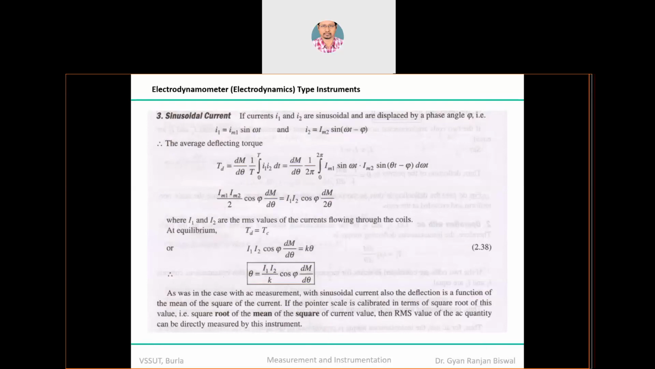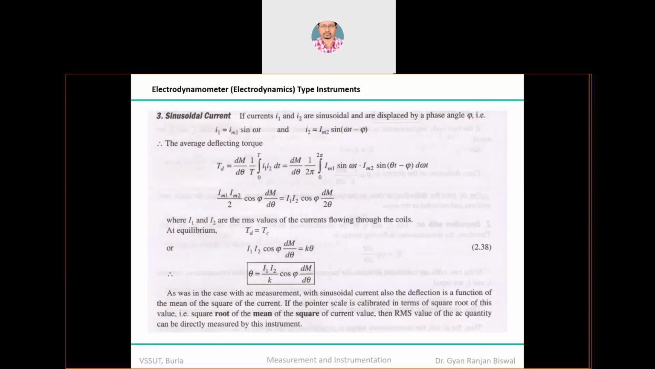Now let's consider the office supply, the AC supply, because our AC supply is sinusoidal in nature. I am considering that I1 is equal to Im1 sin ωt, and I2 is a delayed signal, Im2 sin(ωt − φ). Theta you have already considered for the indication of the deflection, so I am considering it as φ or ξ, whatever you take. In that case, how much average deflection torque will you get? dM/dθ into (1/T) ∫ from 0 to T of I1 I2 dt.